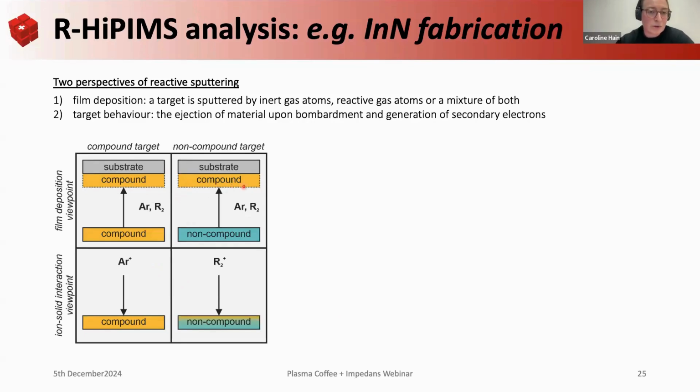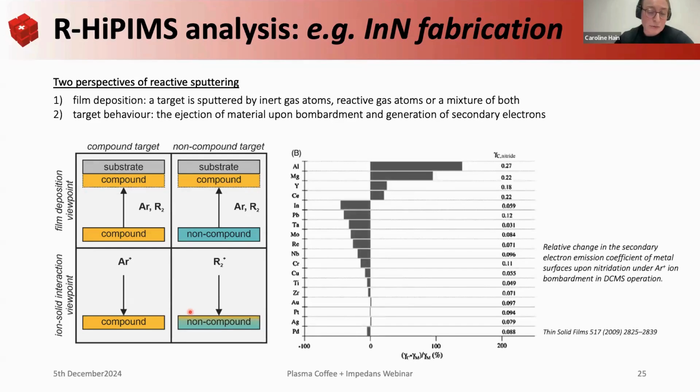Then we can produce a compound here, but the reactive gas doesn't just react with what we've sputtered or what's on the substrate, it reacts with everything, so also our target. When we create a compound layer on a non-compound target, the so-called poisoning effect, we can actually change the properties of the discharge conditions. There is also information available in the literature for oxides and for nitrides, in the case where we bombard the nitrided surface with argon.